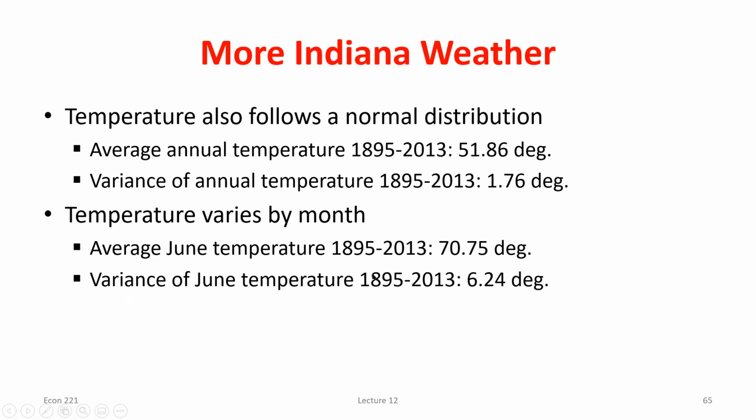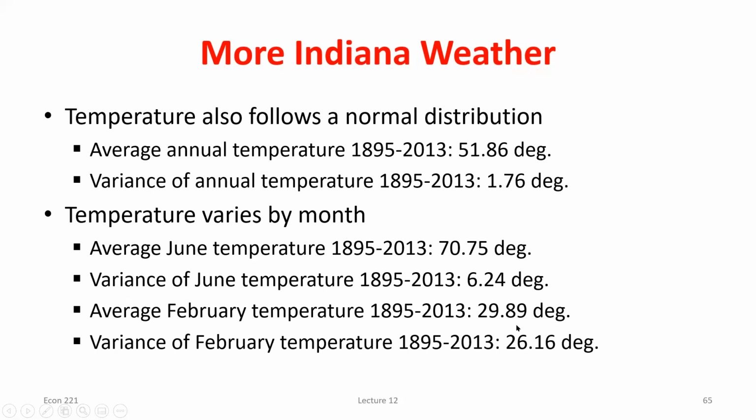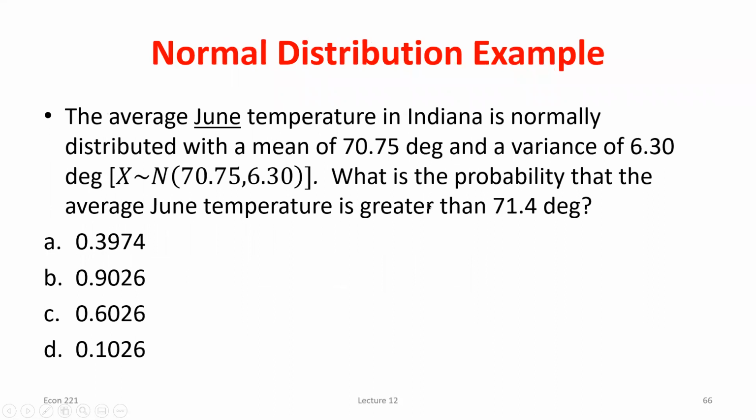So here we've got June temperature and the variance in June temperature. We compare that to February. So much lower average temperature in February, but also much more variation if we look at it, right? So some years it's colder, some years it's warmer. So let's say we wanted to find, we've got the average June temperature is 70.75. We've got the variance. What's the probability that this June it's warmer than 71.4 degrees on average? So we can draw this out.